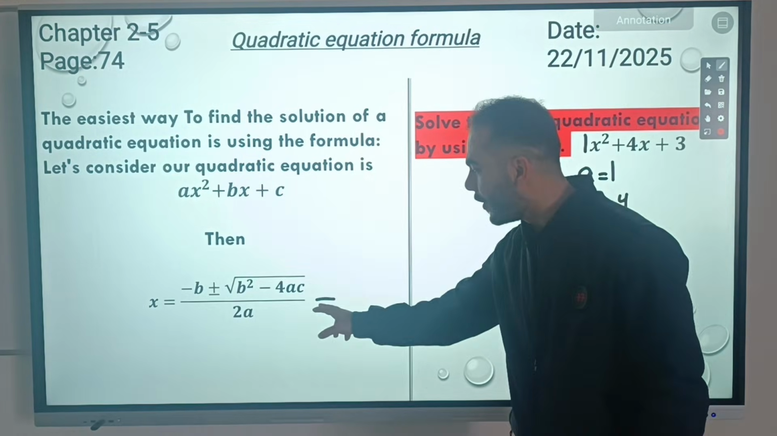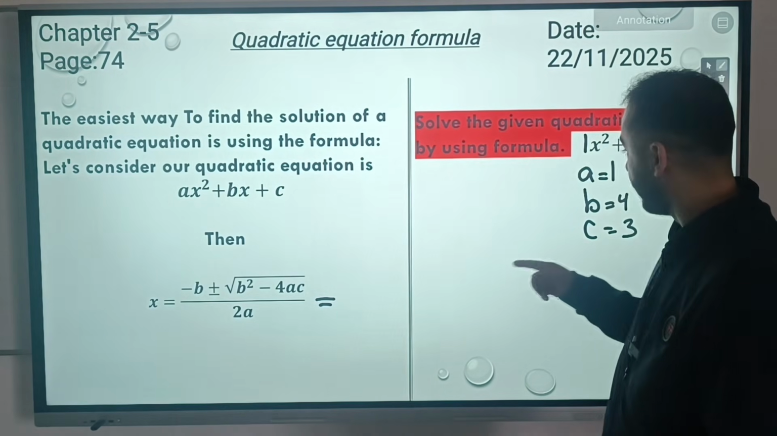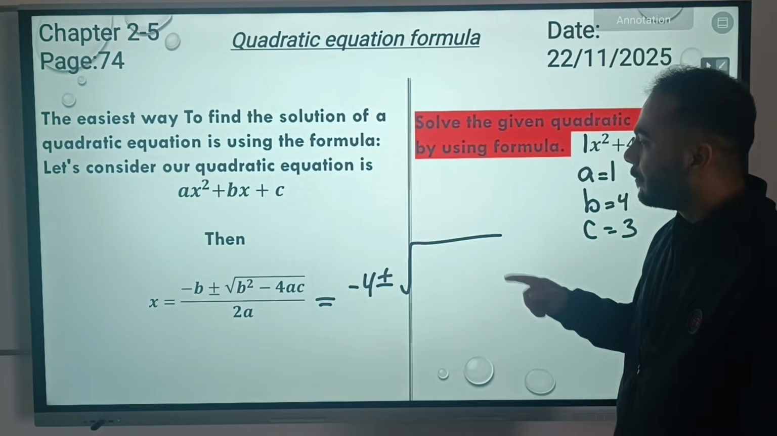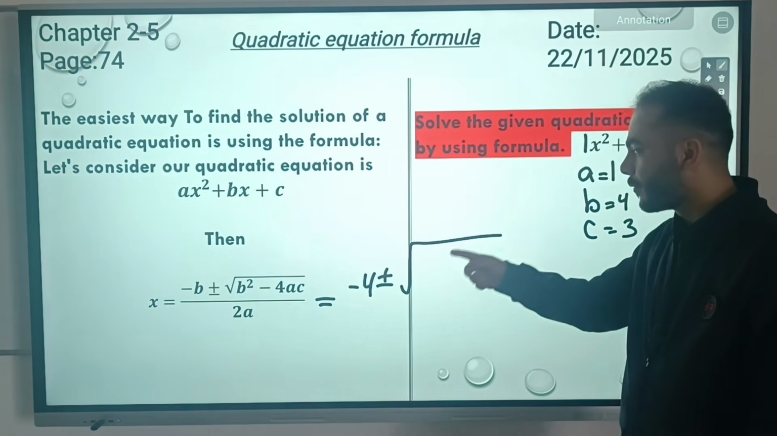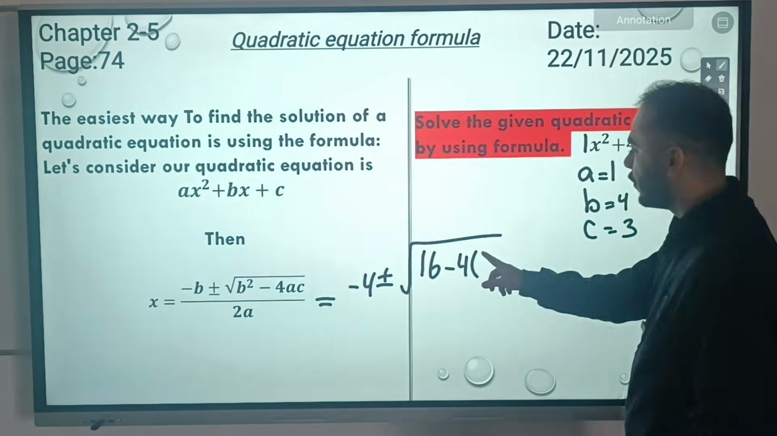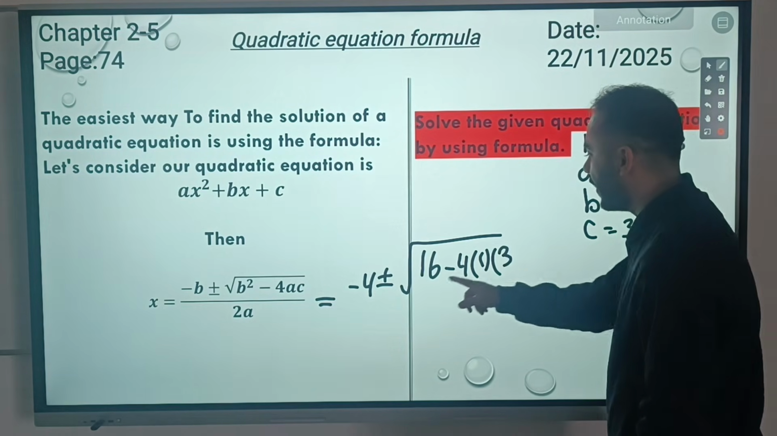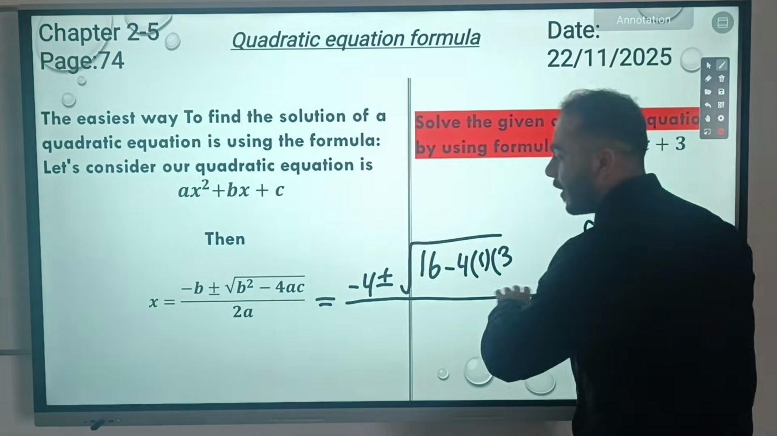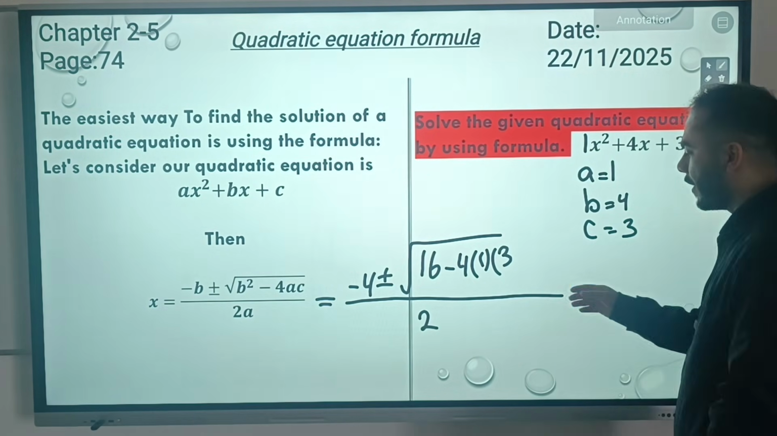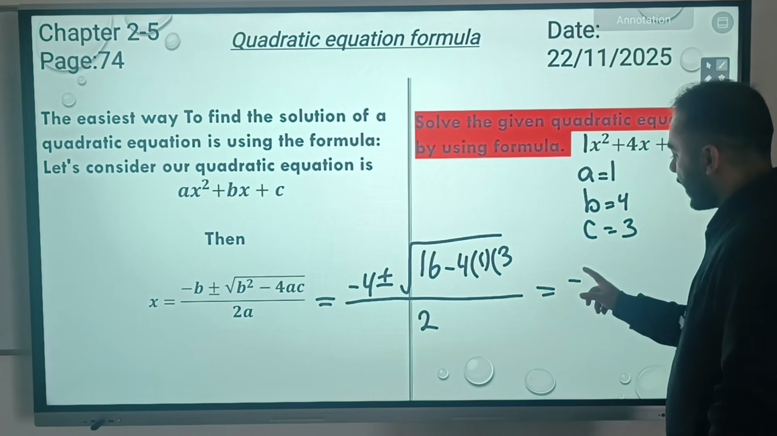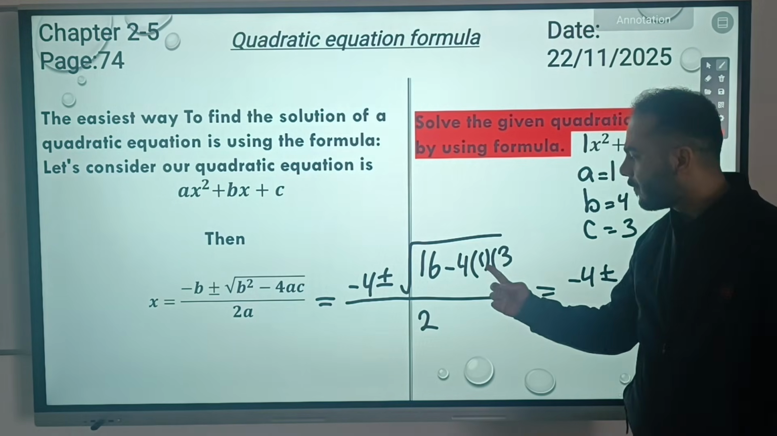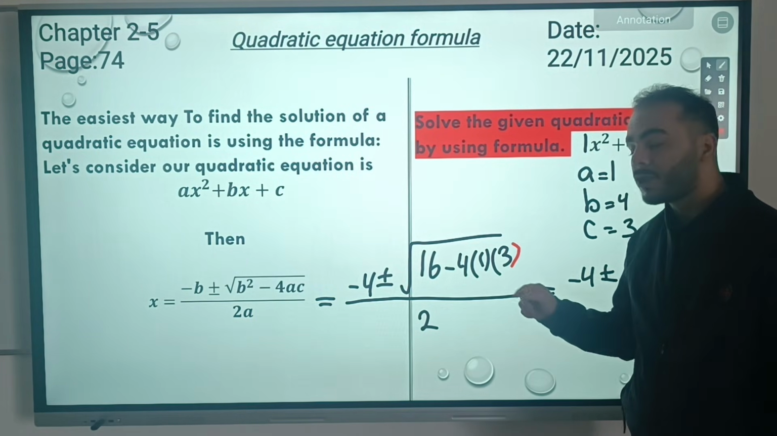The formula is given here, and we are just going to substitute these values. Instead of b, I have 4, so negative 4 plus minus the square root of b squared, but again b is 4, 4 squared is 16, minus 4 times a, which is 1, times c, which is 3. Over all, you have to divide the result of the numerator by 2 times 1, which is 2. So negative 4 plus minus, inside the square root, 4 times 1 times 3 is 12. So 16 minus 12 is 4.